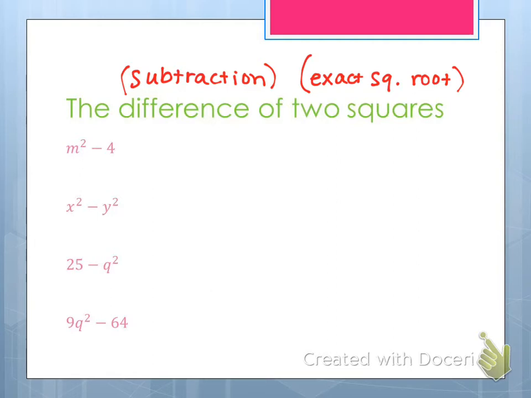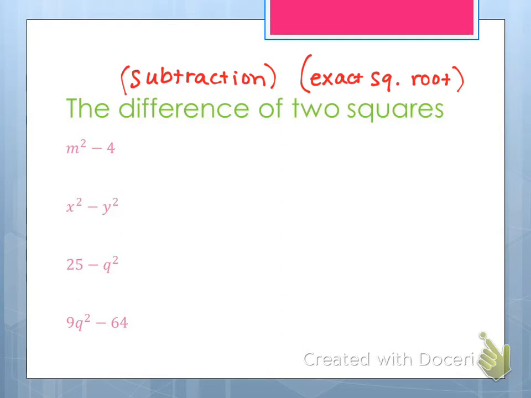Anytime I have the difference of 2 squares, it is always going to be 2 terms only. There'll never be 3. There'll never be 1. There'll never be 4. It will always be 2 terms only. So the first thing that I want to look for is difference. Is it a subtraction problem? Because if it's not a subtraction problem, it's not the difference of 2 squares and I can't do anything with it. So we look, is the first one a subtraction? Yes, it is. So the second part of it is, does each term have an exact square root?